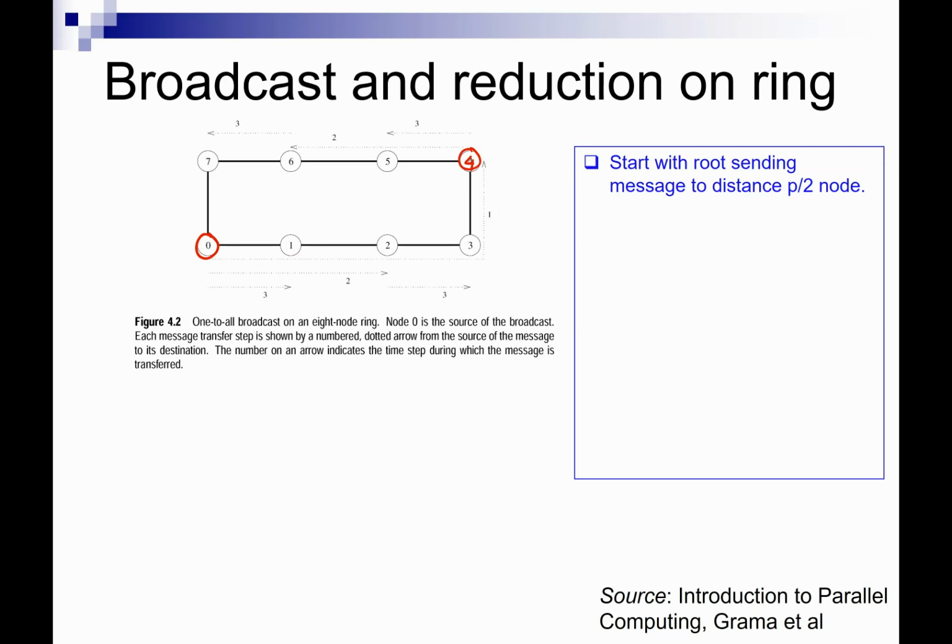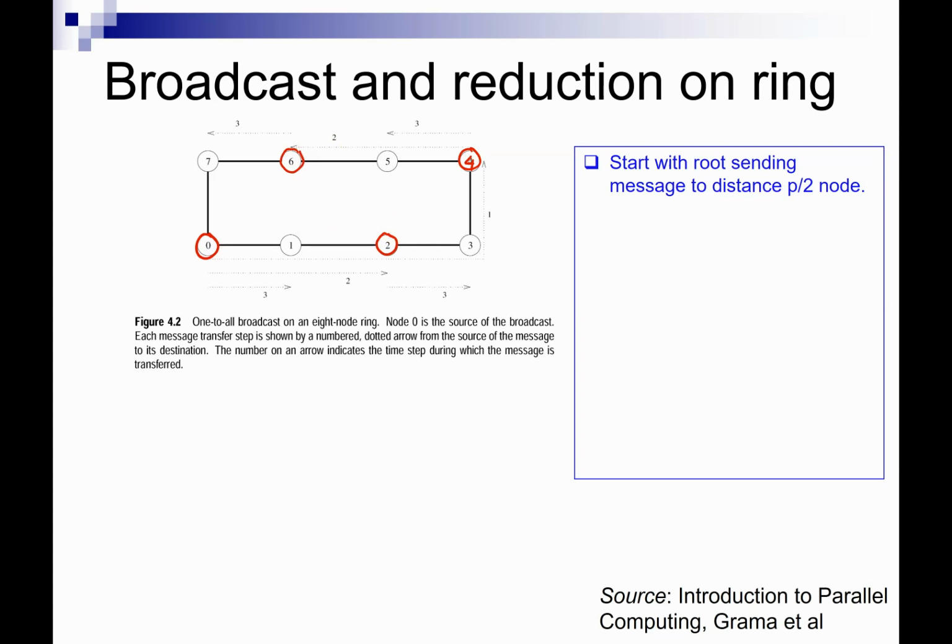Next we're going to send the message again, but now there are 2 processes that can send the message, 0 and 4. And the distance that we send is going to be half of the previous distance. The first time we sent a distance of p over 2, so this time we're going to send a distance of p over 4. That means that 0 is going to send to 2, so now 2 has the message, and 4 is going to send to 6, and so 6 has the message. You see that there are these 2 dotted lines marked by the 2, indicating that this is our second step.